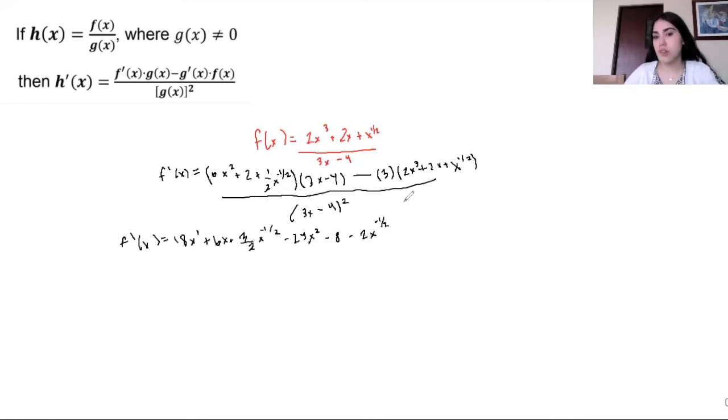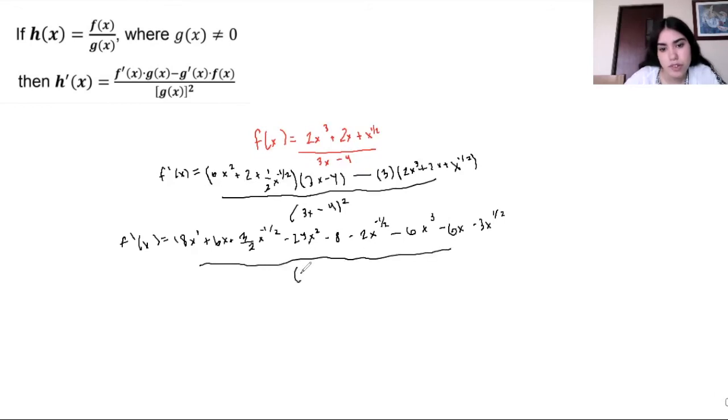And then for the other part, we'll be doing negative 3 times 2x cubed, which is equal to negative 6x cubed. And then negative 3 times 2x is equal to negative 6x. And then negative 3 times x to the half power is equal to negative 3x to the half power, all over 3x minus 4 squared.